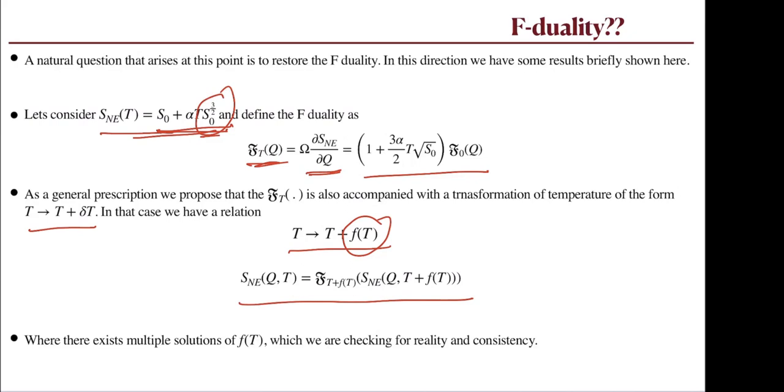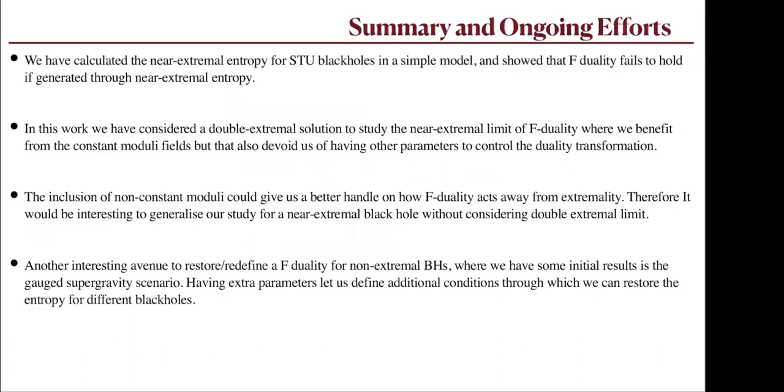At this point, we have multiple solutions for F of T. All of them are a bit complicated to check, even for the duality conditions. We are working towards it. And of course, there is another approach we are looking forward to. In this case, at least, what we have is a constant moduli scalar field. So we don't have any extra parameter to play around with. We cannot say that if this goes to there under the normal Freudenthal duality transformation, then everything works.